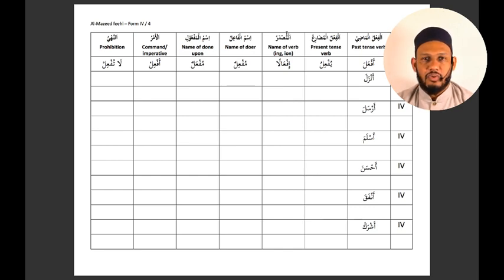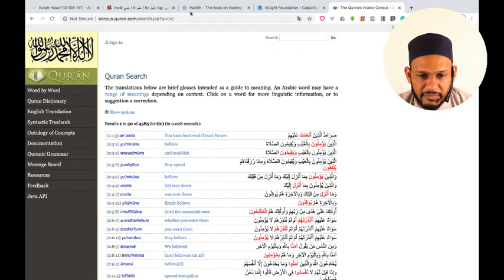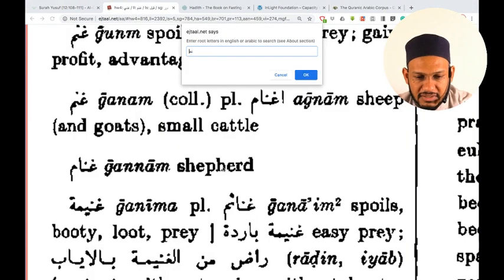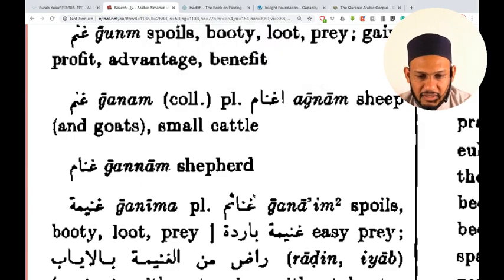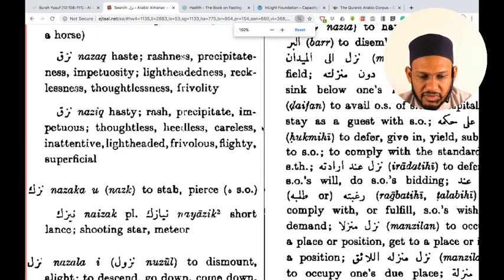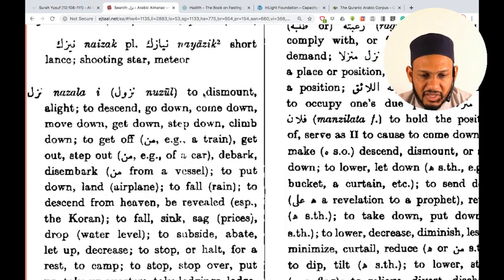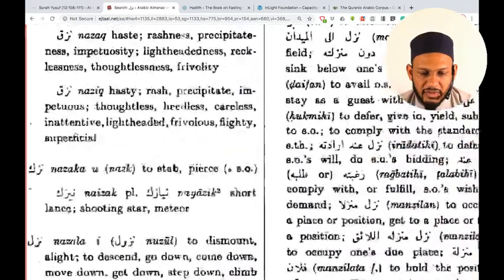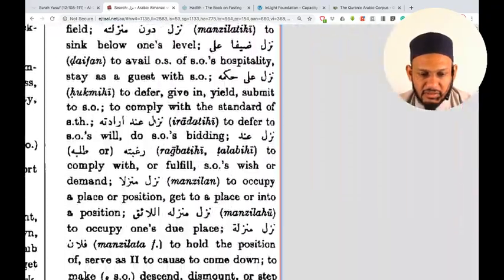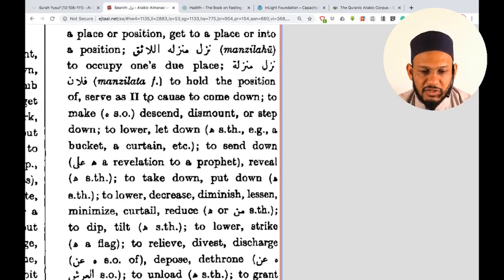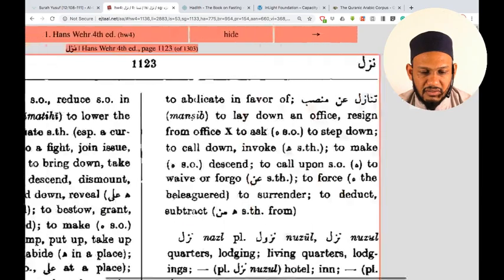The meaning or the quality of the fourth verb is also causation. So, for example, if I look at anzala and I go to my dictionary, I go to nazala, and we look at what the first verb means. The first verb nazala means to descend, to alight, to come down, to go down, to move down. Then if I go to the second verb, it means to cause to come down, to make someone descend.